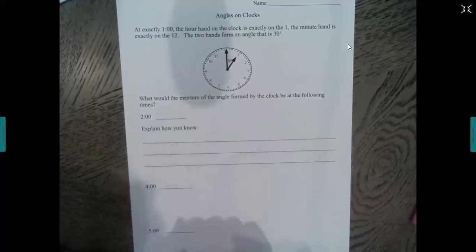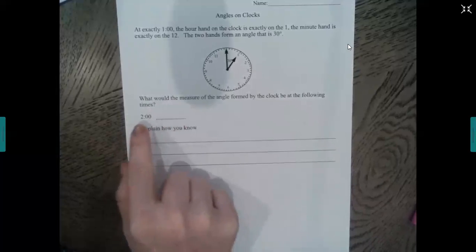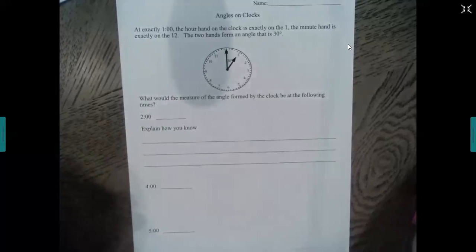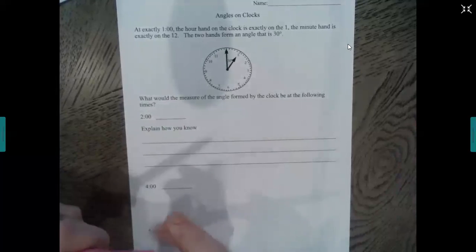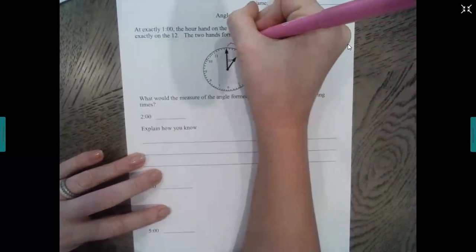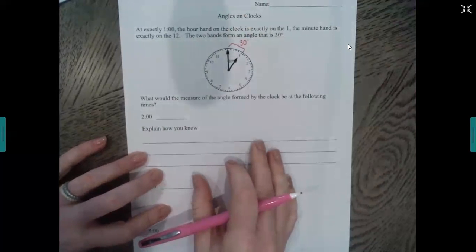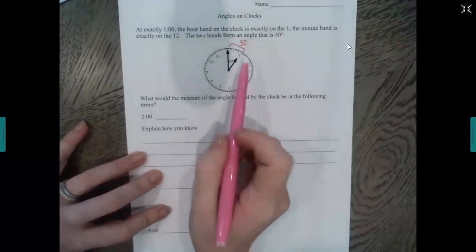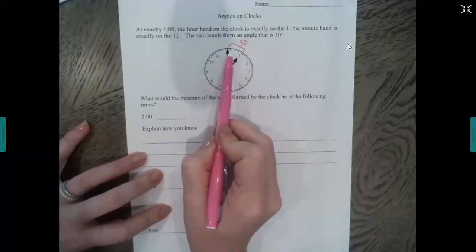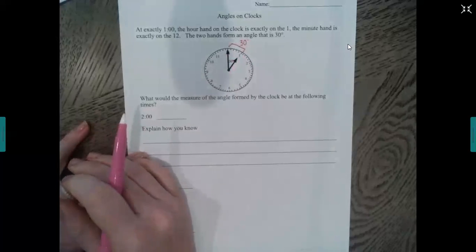What would the measure of the angle formed by the clock be at the following times? And the first one it's asking is 2 o'clock. Well, I know that the given information from here to here is 30 degrees, which means that each section on the clock would be 30 degrees.